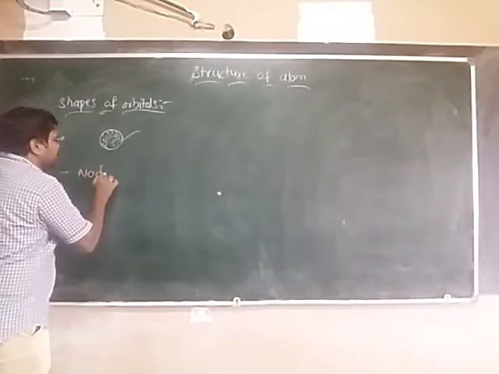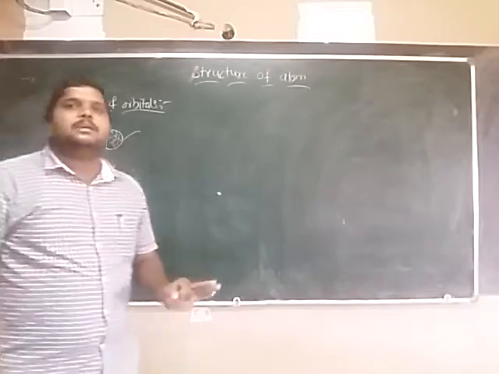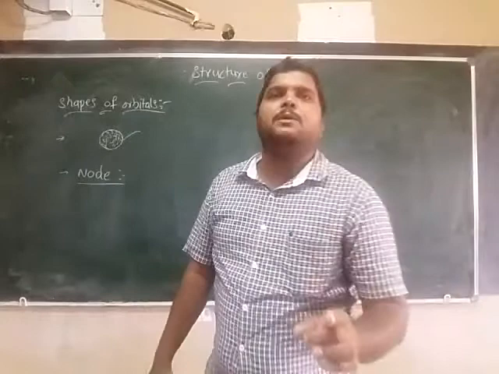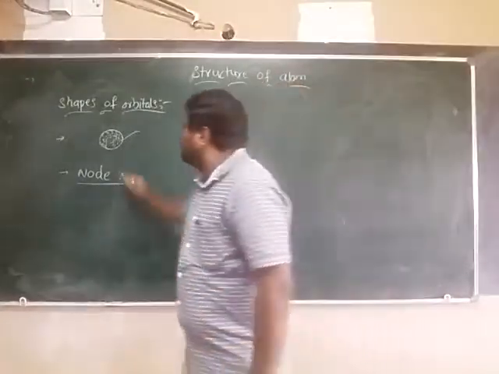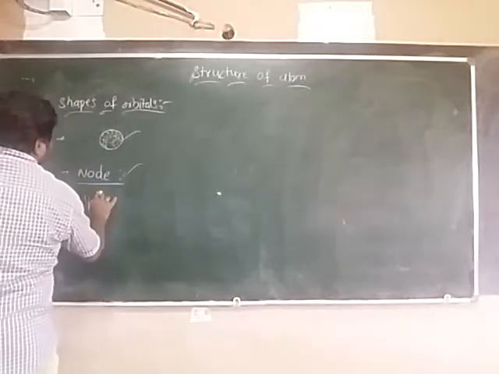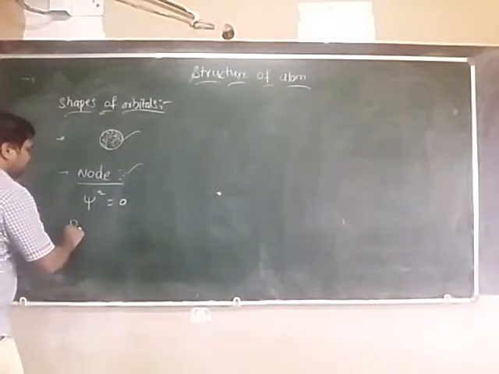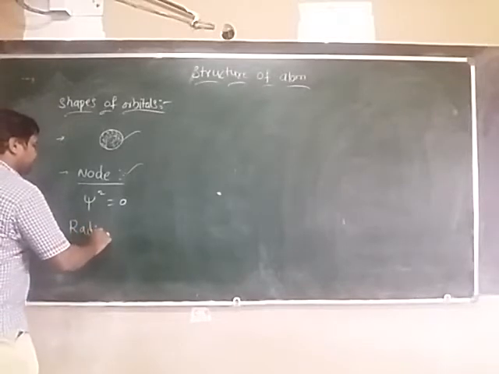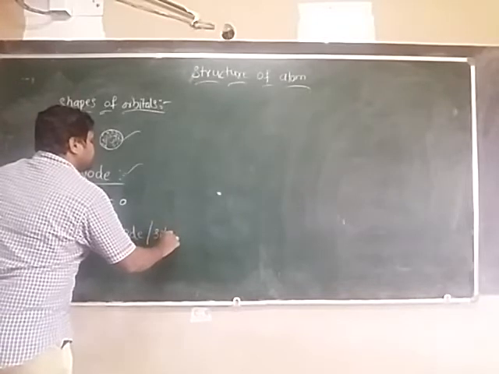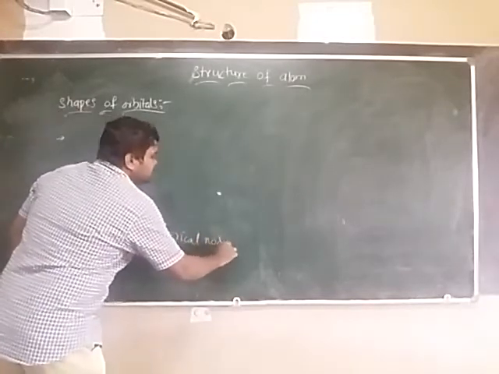What is a node? A node is where the probability of an electron is 0. Where the probability of an electron is 0, that we call nodes, where the psi square probability function is equal to 0. There are two types of nodes. One is the radial node or spherical node.